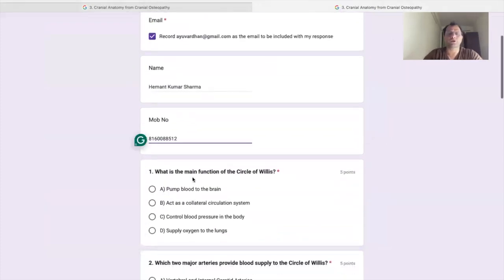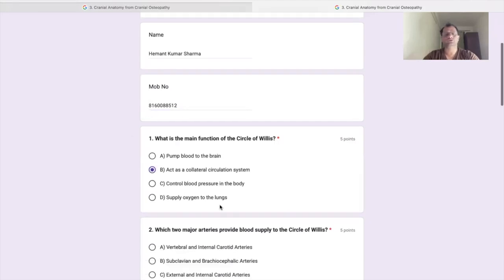Question number 1, what is the main function of circle of Willis? Pump blood to the brain, act as a collateral circulation system. Collateral means here one branch, which is connecting the two branches. Control blood pressure, supply oxygen to the lungs. So answer will be collateral system.